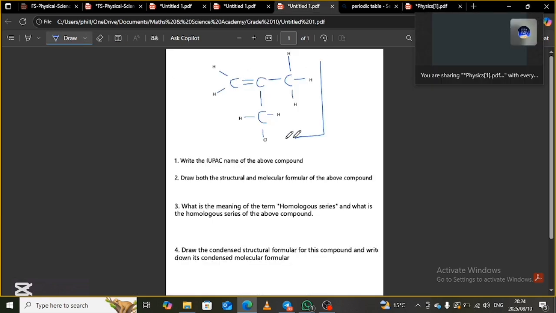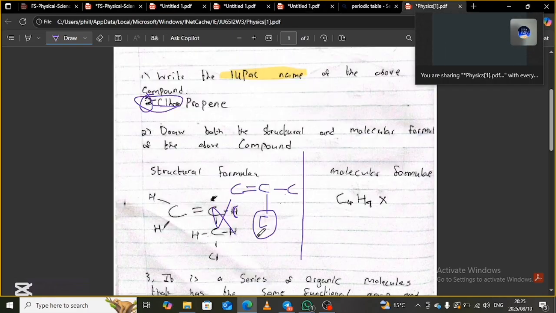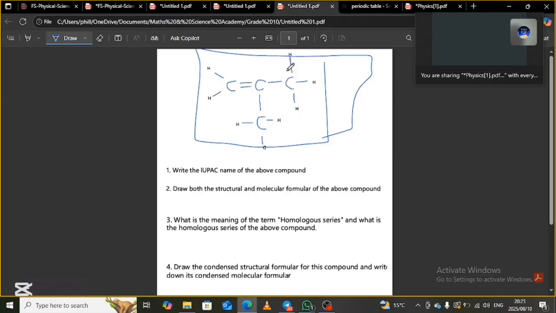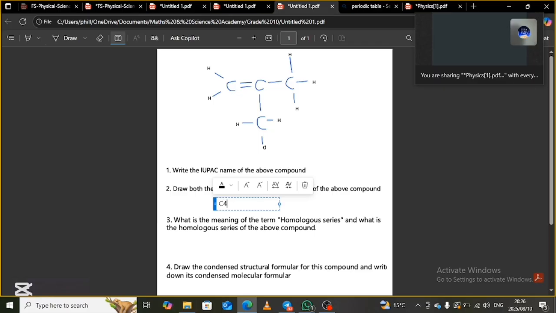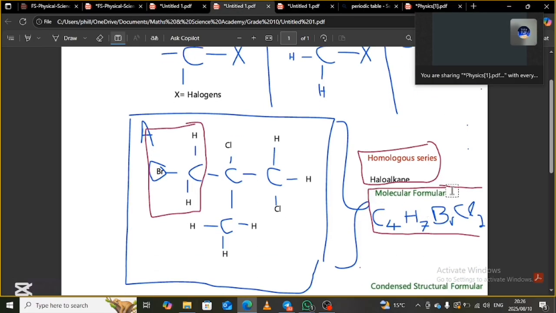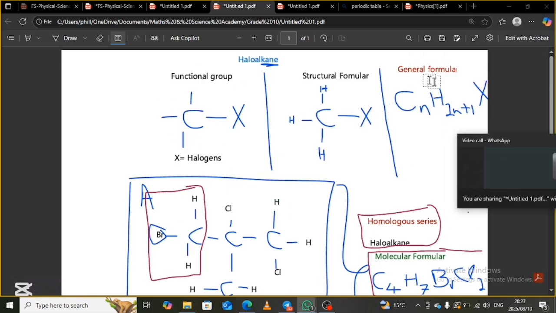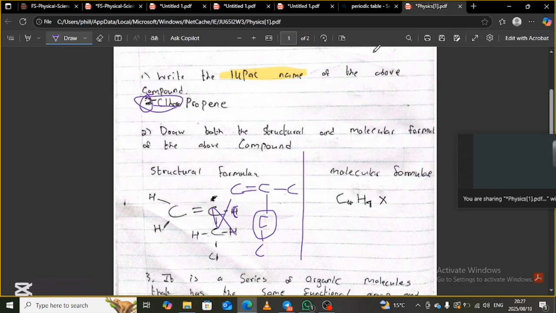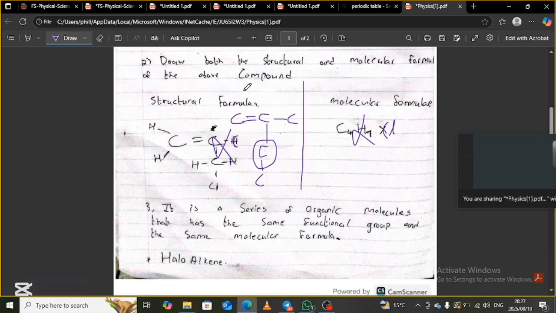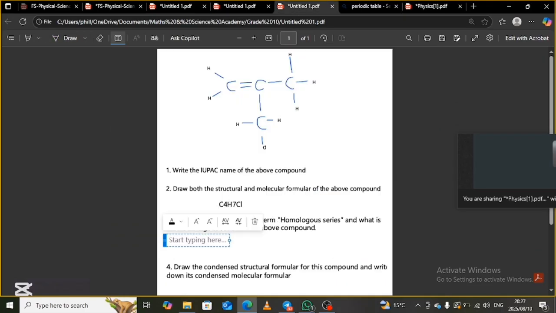Question 2, we are supposed to draw the structural formula and the molecular formula of the above compound. As for the structural formula, it's actually the structure that is already given there. So that's the basic part. Now we have to write down its molecular formula. So the molecular formula for the above compound is C4H7Cl. For the molecular formula, we have to count the number of C's and H's. So in this case, we have 4 C's, 7 H's, and 1 Cl.